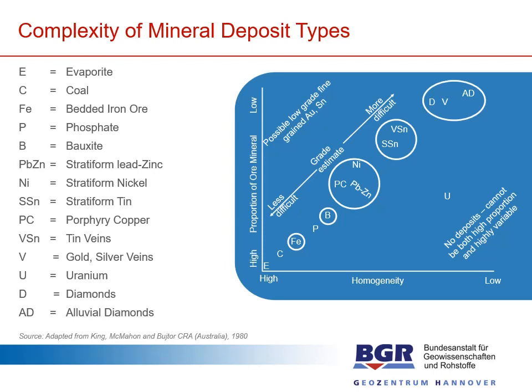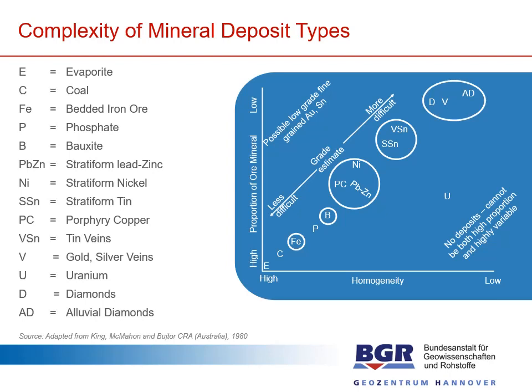This is not possible because there are very huge differences between different types of deposit, as you can see here on the sketch. On the left below, you can see deposits with a high homogeneity and a high proportion of ore minerals. This is particularly the case for evaporites and coal beds. These deposits can stretch over a very large area without changes in grade and thickness. So if you know that, then you are allowed to use higher distances between the neighboring drill holes, and you are still allowed to call a resource, for example, a measured resource.